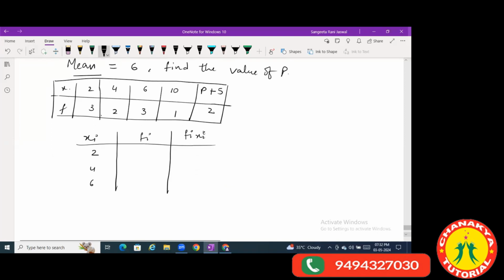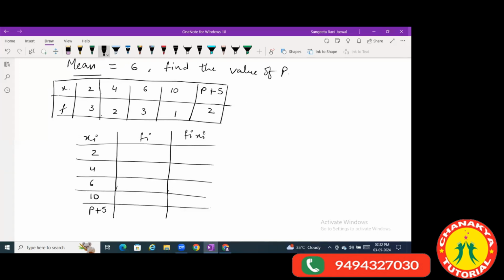2, 4, 6, 10, P plus 5. Okay. So nothing happens if some question is repeated again. Be patient and listen to it. What if such question comes in the exam? You will say we have done, but we will not do it again.